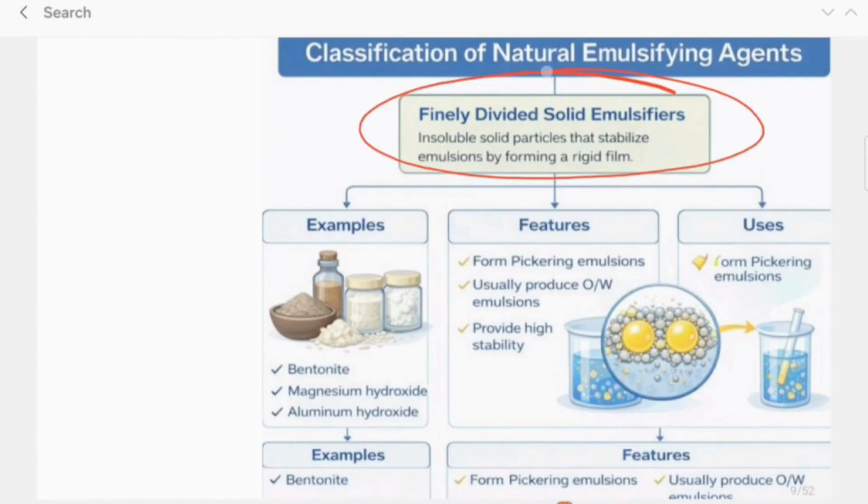Then finely divided solid emulsifiers. Examples: bentonite, magnesium hydroxide, aluminum hydroxide. Features: they form Pickering emulsions, usually produce oil in water type of emulsions and provide high stability.